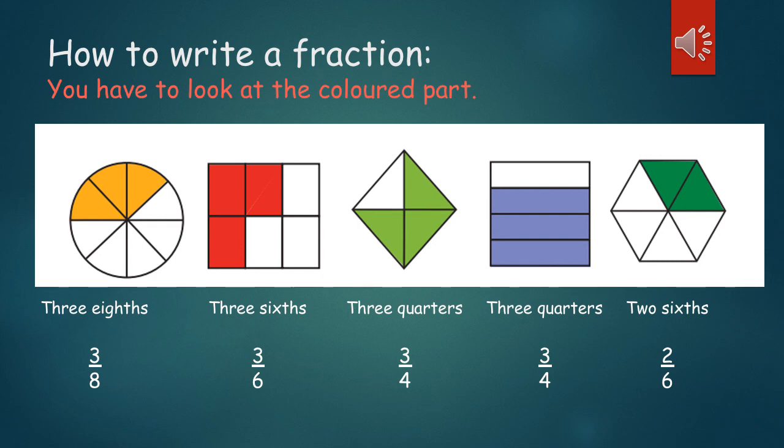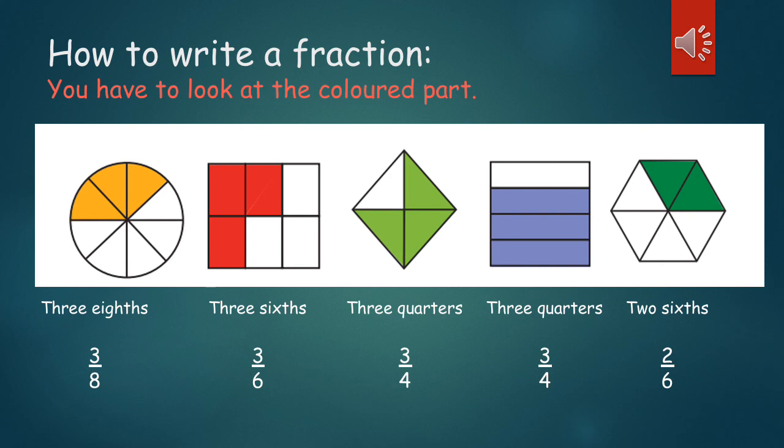How to write a fraction. You have to look at the colored parts. There are 3 colored parts, and the whole is divided into 8. So it's 3 out of 8 parts that's colored. The next one, there are 3 parts again, and I divided the whole into 6 parts. So it's 3 out of the total of 6 parts.